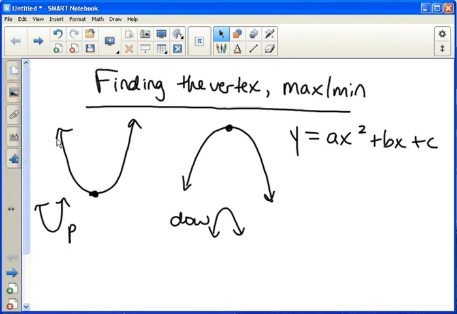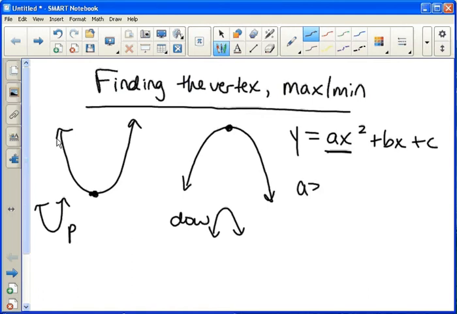And the way you can know if it opens up or down just by looking at the equation is by looking at the coefficient in front of x squared. If a is greater than 0, it opens up. If a is less than 0, it opens down. So in other words, if a is positive, it opens up. If a is negative, it opens down.